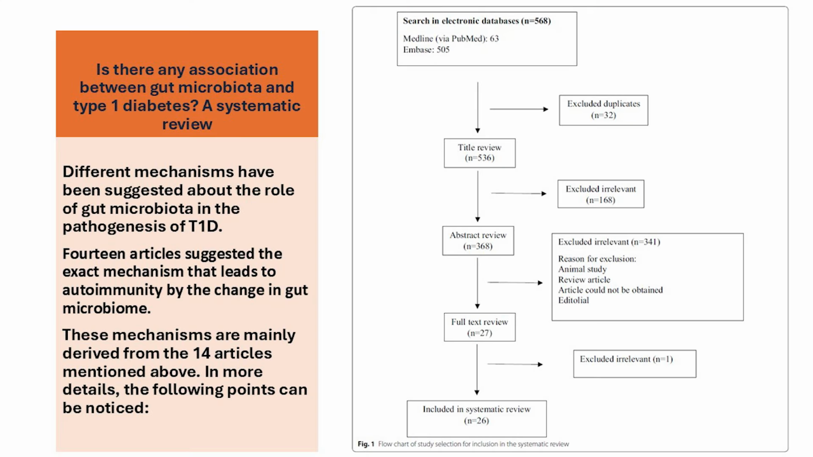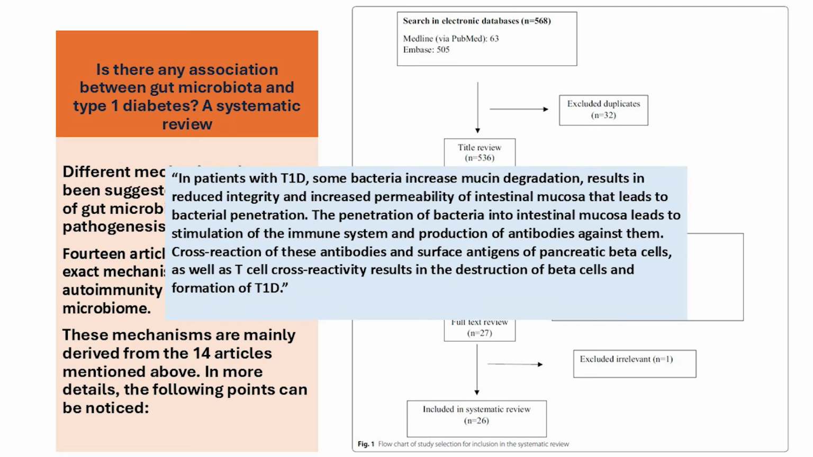Let's wrap up this subsection with some quotes from this systematic review, which included 26 papers looking into the association between the gut microbiota and type 1 diabetes. It's a good summary of this topic. You'll just hear it from the 8 authors of this paper. Quote, "In patients with type 1 diabetes, some bacteria increase mucin degradation, results in reduced integrity and increased permeability of intestinal mucosa that leads to bacterial penetration.